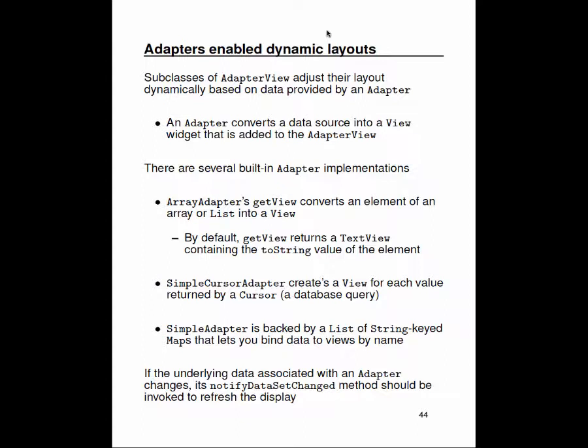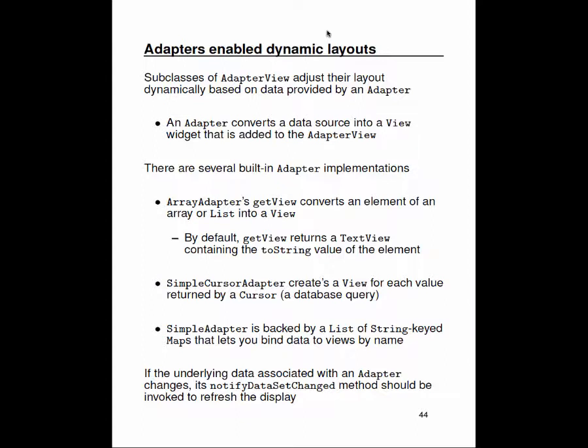Android has a built-in database, and you can get a cursor when you query the database. And there's an adapter that just takes the values returned by that cursor and displays them also. And then there's something called a simple adapter, which really isn't all that simple, which has a list of string-keyed maps that lets you do this kind of fancy binding to the view based on the name of the data in its maps, which is probably really good for JSON data or something like that.